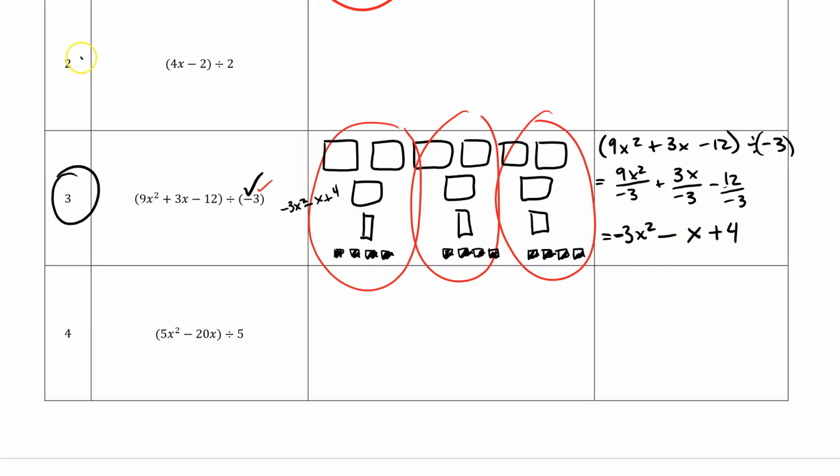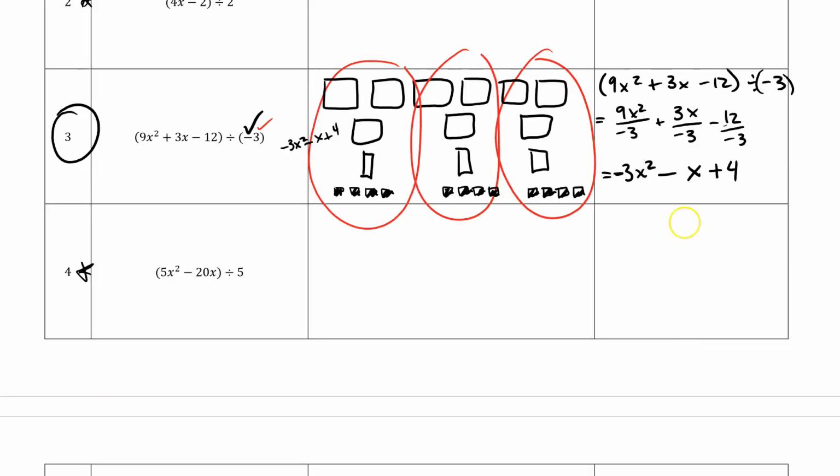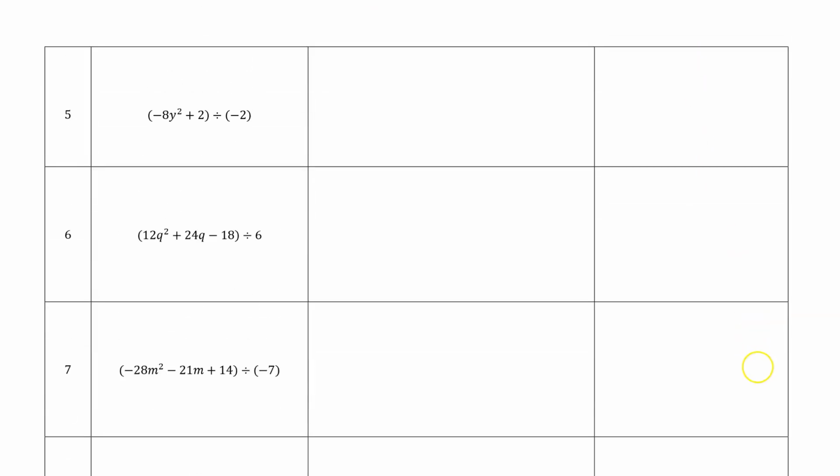So what I want you to do now is work on number 2 and number 4 on this page and show it to an adult in the classroom when you're finished. Then once you know if you're on the right track, you can flip over to the next page and you can complete these questions here.